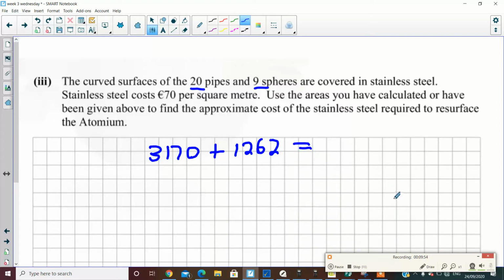1262. What? 4432 meters squared. Now, it costs €70 per meter squared, so we're going to have to multiply this by 70 and convert it into money.